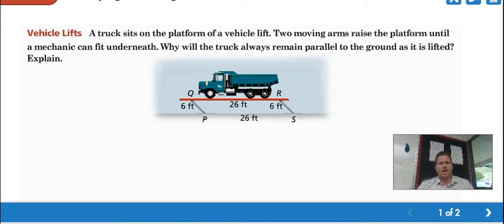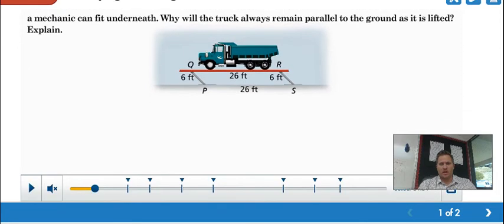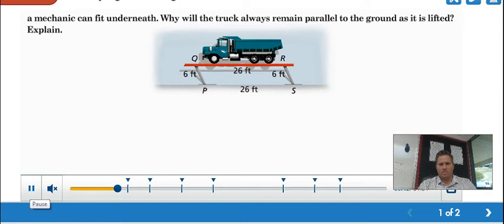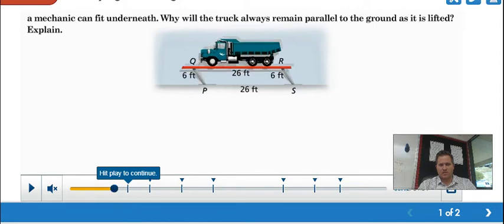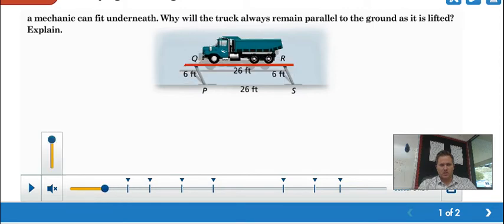So it says, a truck sits on the platform of a vehicle lift. 2 moving arms raise the platform until a mechanic can fit underneath. Why will the truck always remain parallel to the ground as it is lifted? So we have this truck right here, and it gives me the different dimensions. And it even has, if I play this right here, we can see that the truck is on a lift, so the lift moves up and back, just like that. And so we want to make sure that it is parallel to the ground, so obviously the mechanic doesn't get squished or anything like that.